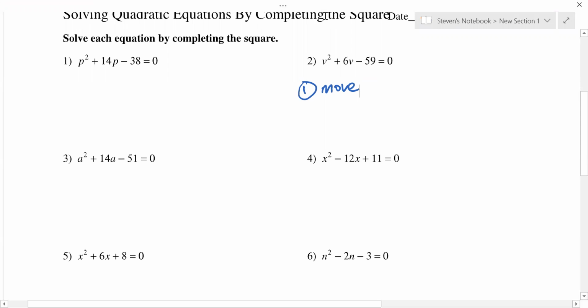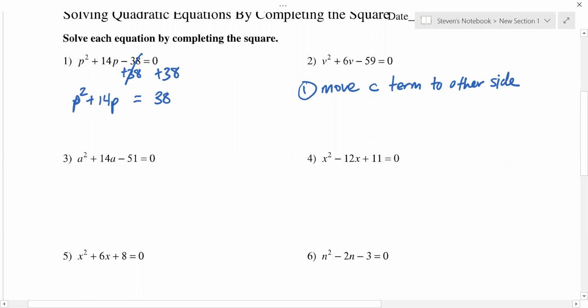There we go. First step is to move the C term to the other side. So we don't want that C term to be there. The opposite of minus 38 is to add 38. We're going to do that to both sides there. Now I have p squared plus 14p equals positive 38.